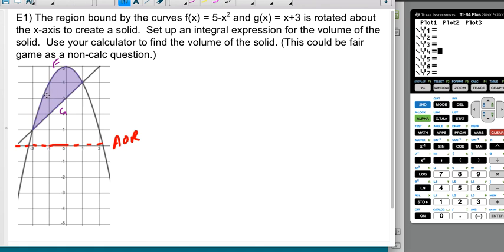So let's look at what happens. I'm going to take a random slice somewhere over here. When I rotate this around, I'm going to get this inner circle. That's the hole. And I'm going to get this outer circle. That's the outside. So you see how we get a washer, right?